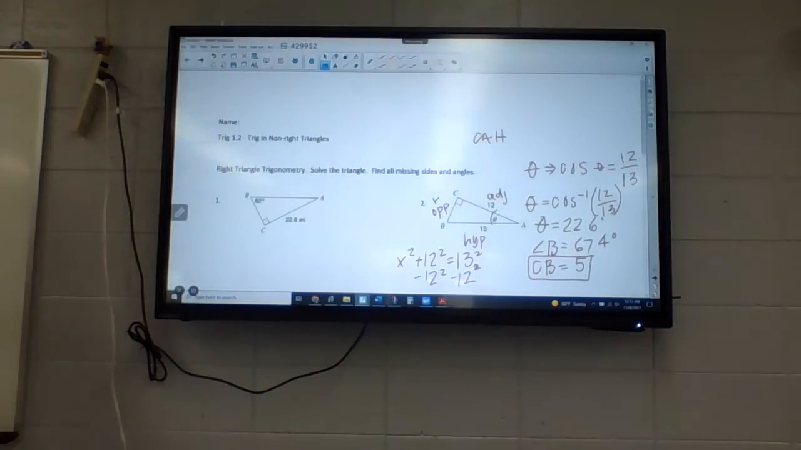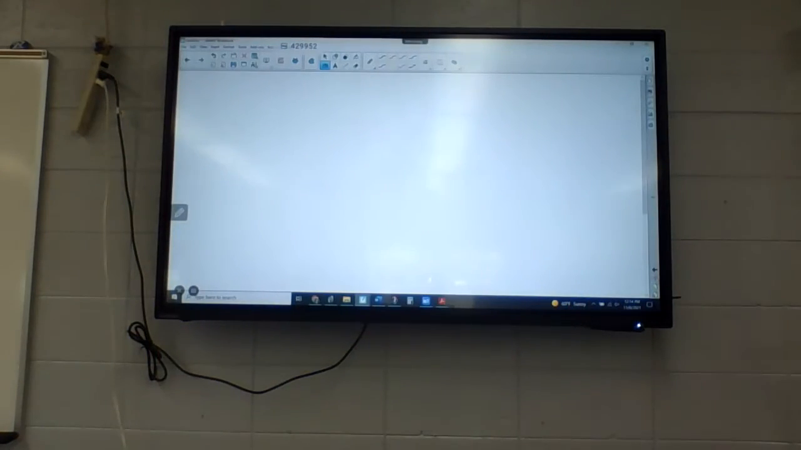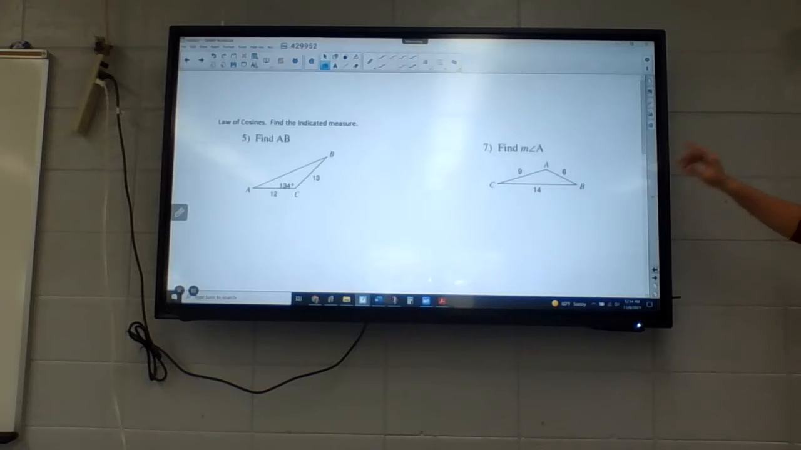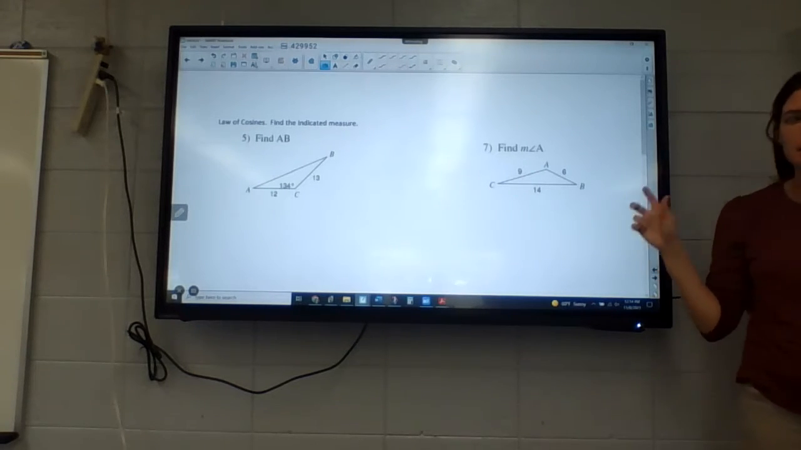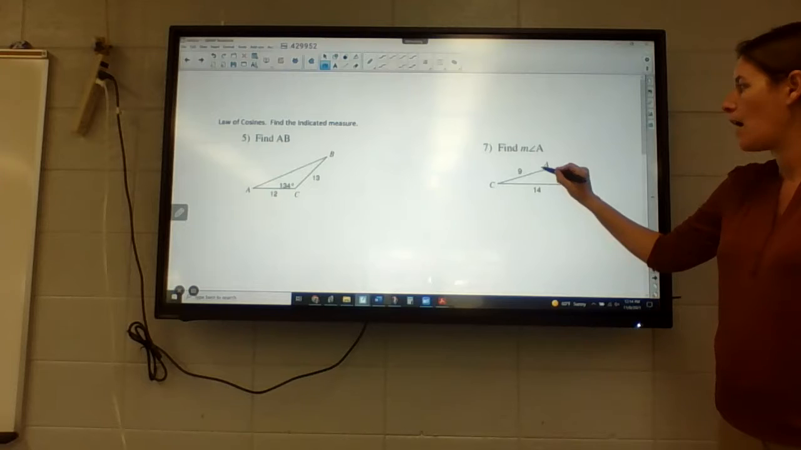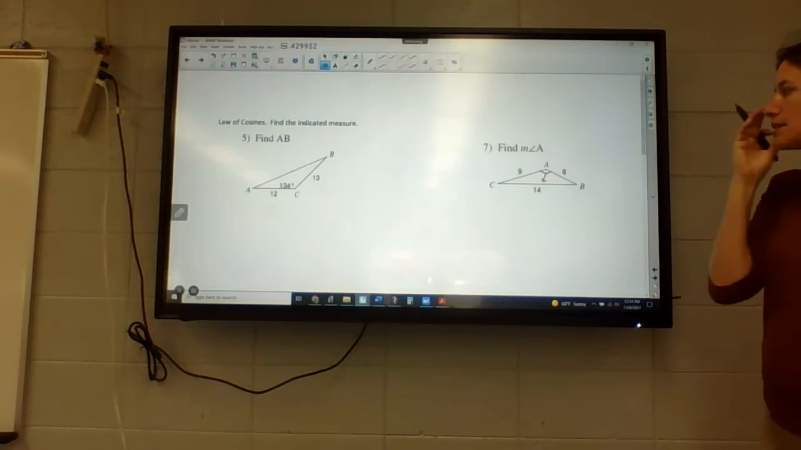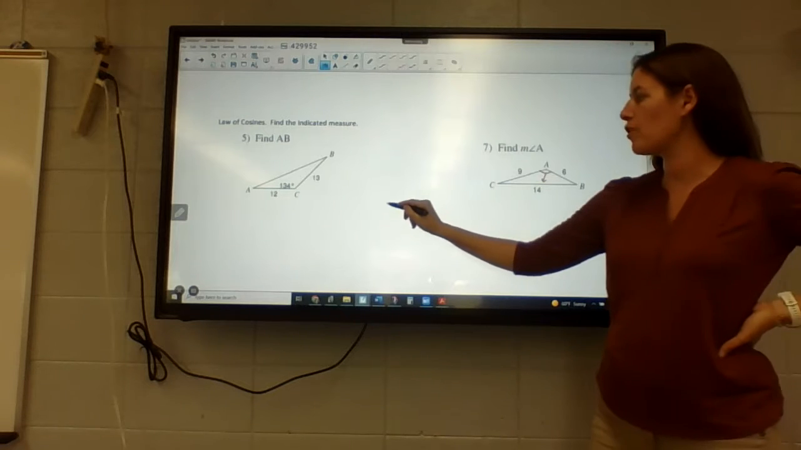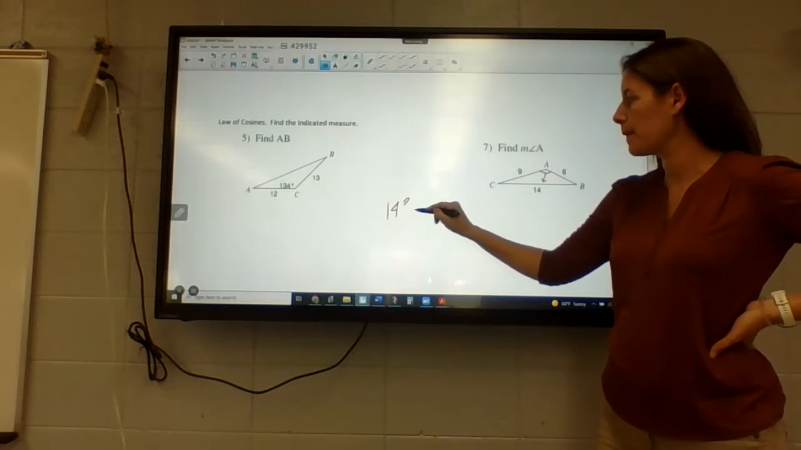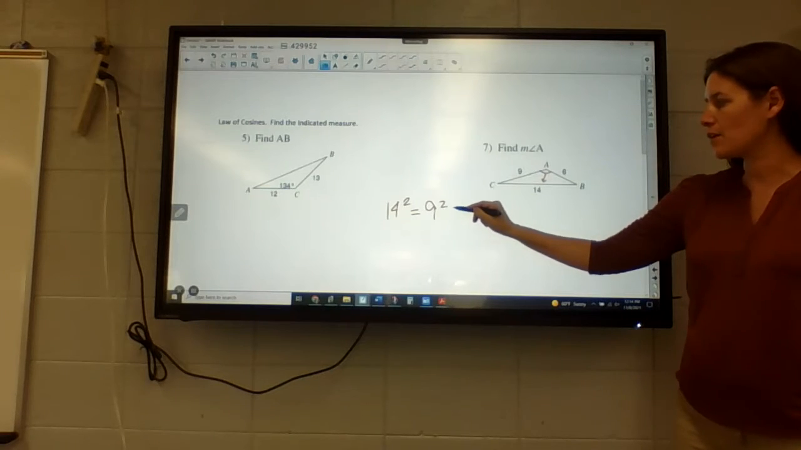So going to number 7 then, if you guys want to, I believe it's on the back side here. They just want angle A in number 7, and anytime it's side, side, side, we have to use law of cosines. That's the bigger, tougher formula here, where angle A is what I'm looking for. This is the side that's across from it, so that's what my formula is going to start with. These are my other two sides that I'll put on this side of the equation.